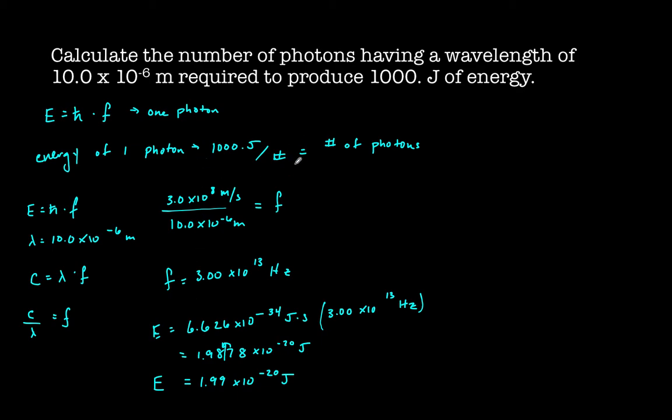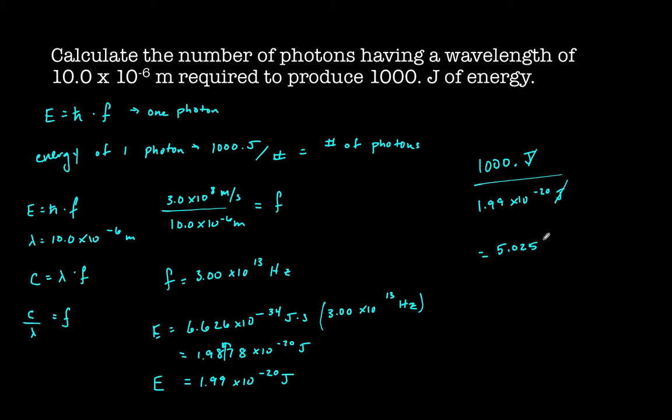So now I need to take my number of photons by doing this equation, 1,000 joules divided by my energy. So that's exactly what I'm going to do. I'm going to do 1,000 joules divided by 1.99 times 10 to the negative 20th joules. The joules will cancel. If I do this correctly, 1,000 divided by 1.99e negative 20, I'm going to get some gigantic number.